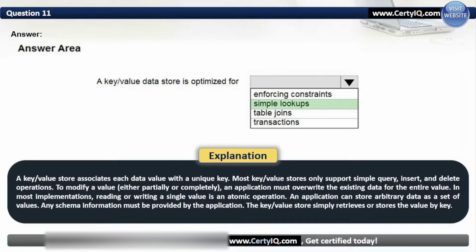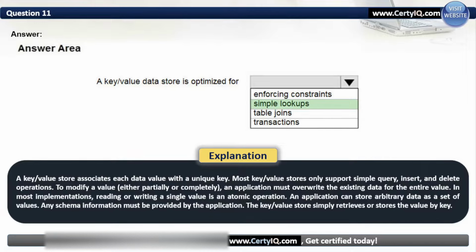A key/value store associates each data value with a unique key. Most key value stores only support simple query, insert, and delete operations. To modify a value, an application must overwrite the existing data for the entire value. In most implementations, reading or writing a single value is an atomic operation.